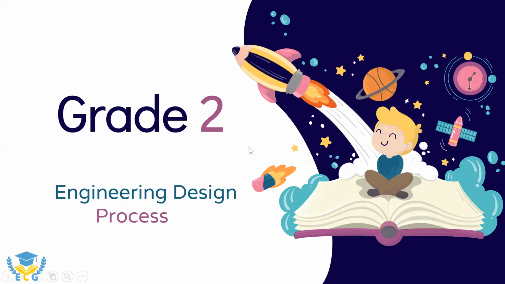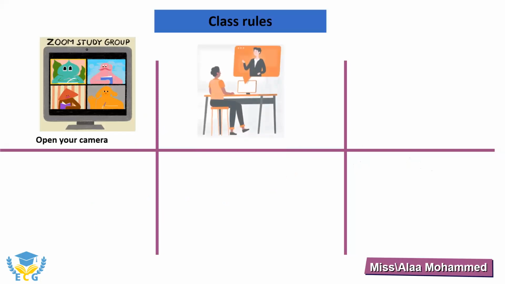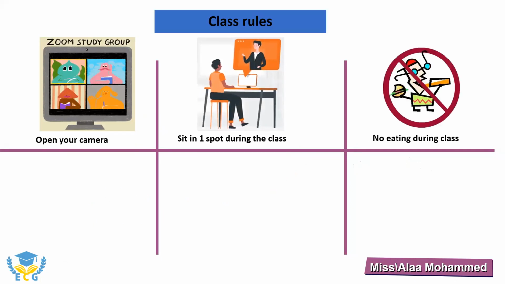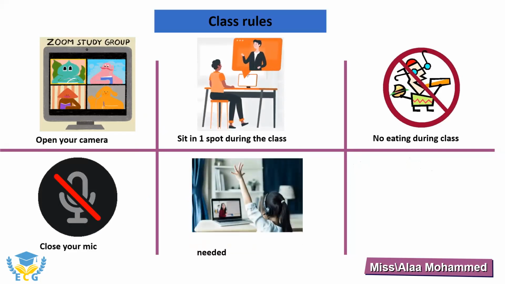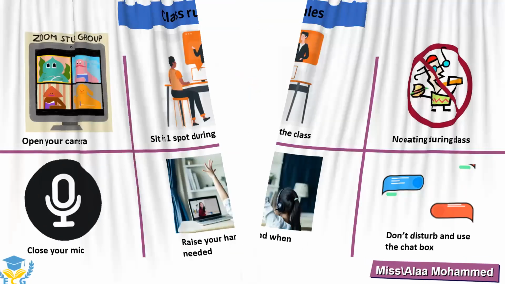Okay, in today's lesson, we are going to discover a new thing called the engineering design process. But first things first, I want you to revise the class rules with me. Open your camera, keep it open. Sit in one spot during the class. No jumping here and there. No eating, no drinking during the class. Mute your mic. Raise your hand if you need anything. And don't use the chat box. Never ever use the chat box.